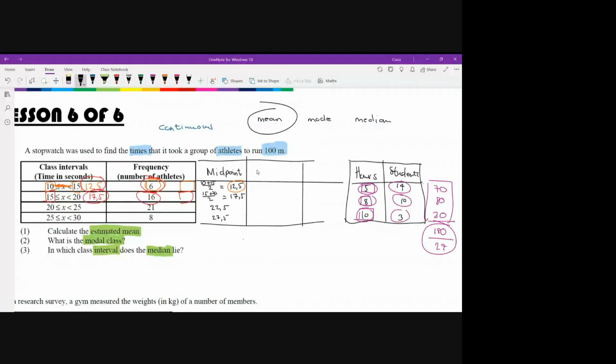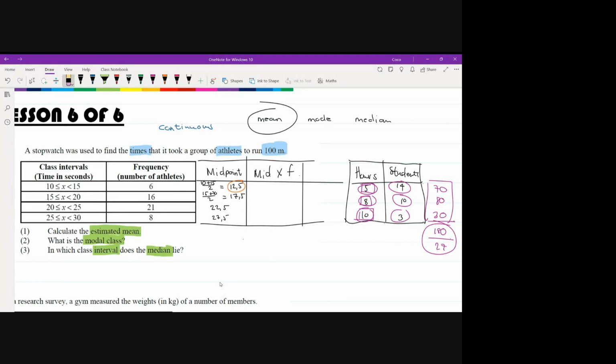Over here, we're going to take the midpoint and multiply it by the frequency. So we're going to take midpoint times frequency. Over here, you're going to say 12.5 times 6, get an answer. Over here, 17.5 times 16, get an answer. Over here, 22.5 times 21, and over there, 27.5 times 28. So I'd like you guys to tally up this part for me, please, and give me answers in the chat where you can.